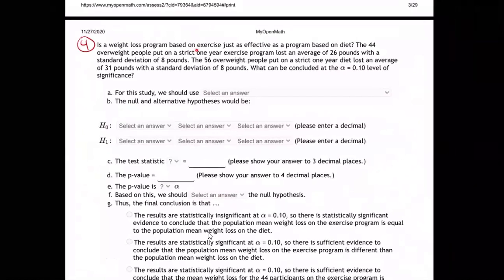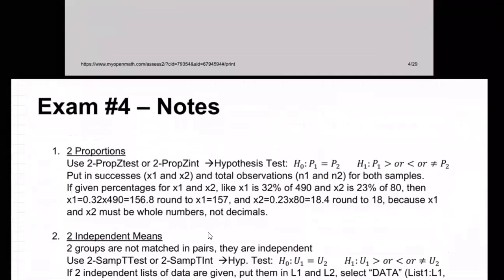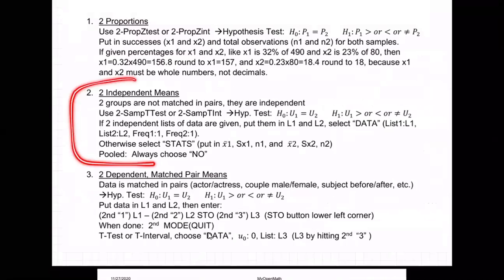Yeah. We just have the people that did the exercise program and the average weight they lost and their standard deviation. And the other group, the 56 people who did the diet and the average amount of weight they lost, average 31 pounds. So we just have two totally separate, independent averages, means, for the two different programs. So that's it, two independent means. The two groups are not matched in pairs, they are independent, right? What do we use? The two sample t-test or the two sample t-interval.